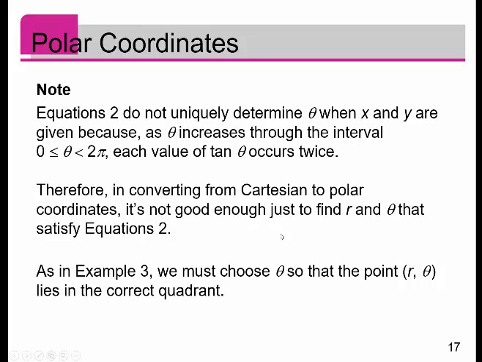All right, so just some notes. Equation 2 does not uniquely determine theta when x and y are given. That's because as theta increases through the interval from 0 to 2 pi, each value of tangent of theta occurs twice, so be mindful of that. Therefore, in converting from Cartesian to polar coordinates, it's not good enough just to know r and theta that satisfy equation 2. So as in example 3, we must choose theta so that the point r, theta lies in the correct quadrant. So just watch out for that.